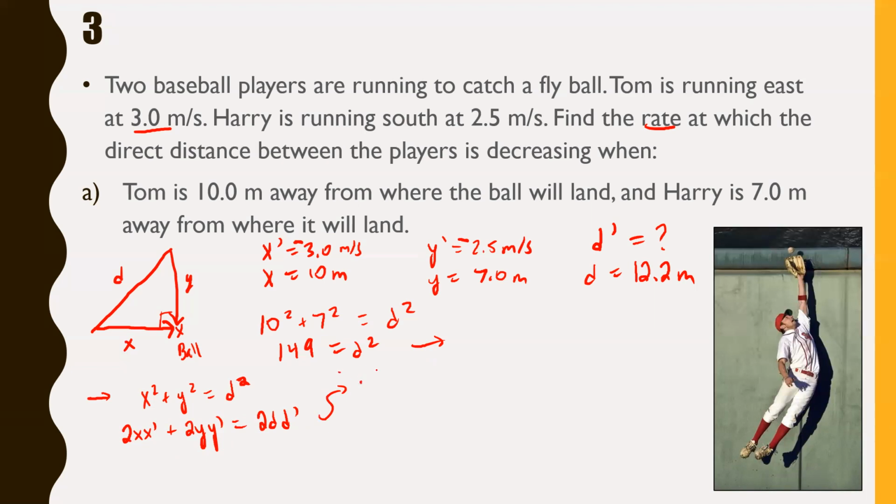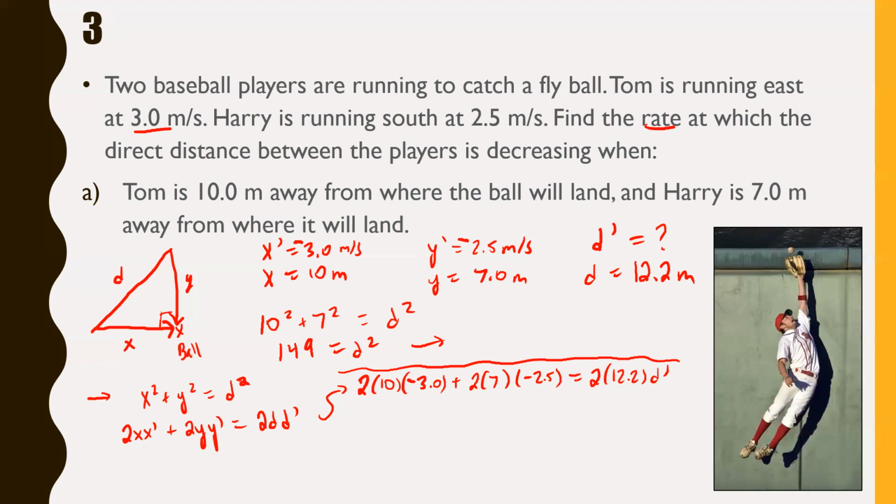So this is going to give us, I'm going to just divide this away here, 2 times x, so 2 times 10 times x prime, which is negative 3.0. Watch that negative there, okay? Plus 2 times y, which is 7, times y prime, which is negative 2.5. Again, watching that negative there. Equals 2 times d, which is 12.2, times d prime. I think we all know you just got to add all these sides together. You know what? I'll just do it. So 2 times 10 times negative 3 plus 2 times 7 times negative 2.5.